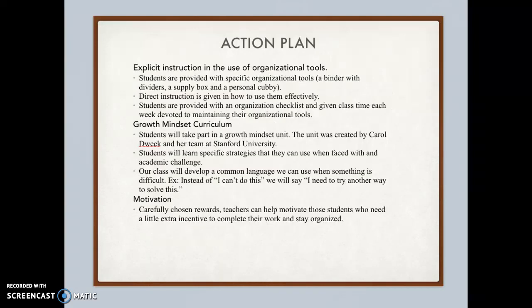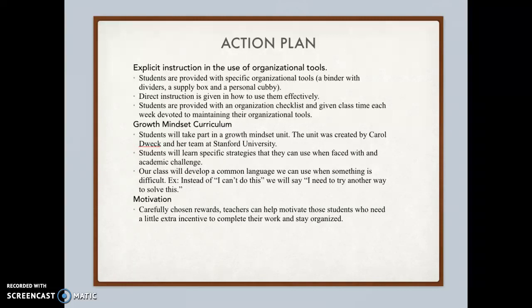So to my action plan. It has 3 parts. Explicit instruction in the use of organizational tools. So the way that I set this up is that the students are provided with specific tools and explicit instruction in how to use them effectively. So this is how I want you to use your binder. This is what's going to be stored in your box. This is how we're going to keep our cubbies organized. Students will also be provided with an organizational checklist that they can refer to at any time and given class time each week devoted to maintaining their organizational tools.